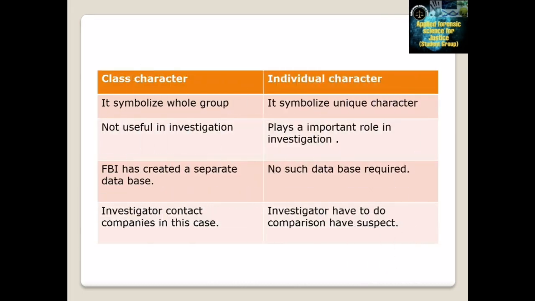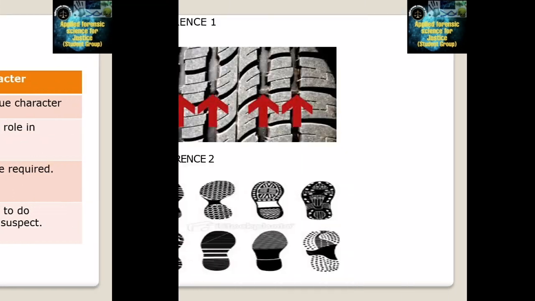Now let's talk about their differences. Class characteristics symbolize the whole group. Not useful in investigations. The FBI has created a separate database. Investigators contact companies in this case. Individual characteristics symbolize a unique character. They play an important role in investigation. No such database is required by the FBI. Investigators have to do comparison or have a suspect.